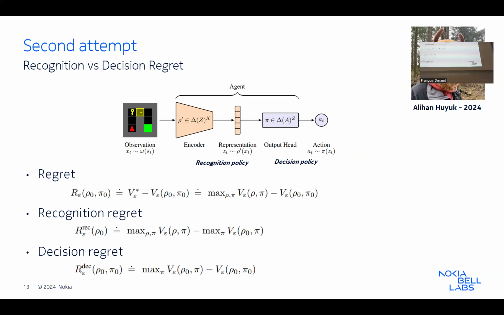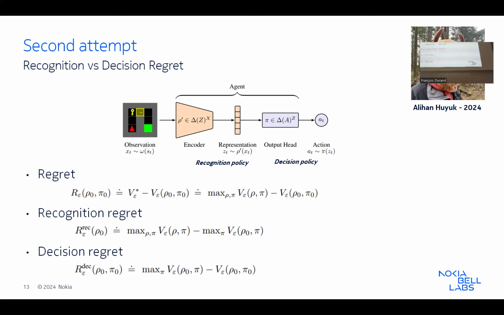So the recognition regret is going to say, if we take our recognition policy rho, what's the difference between the best value we can get out of our system, the best reward we can get out of our system, and the best reward that we can get if we use this particular recognition policy. So if we decide that our encoder here represents the state in a particular way, and we then take the best possible decision based on that representation, how well can we do? That basically says how much we are losing due to this specific recognition policy.